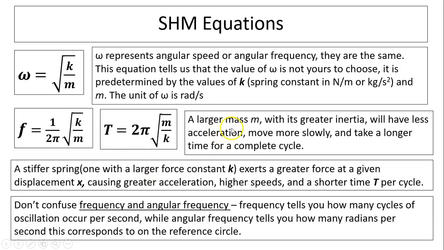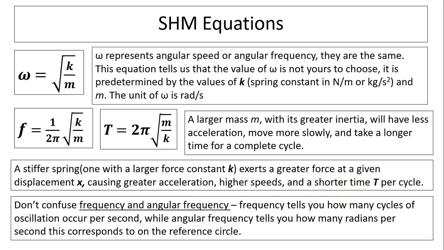This equation shows a larger mass, with its larger inertia, will have less acceleration, move more slowly, and take longer for a complete cycle. So the bigger the m, the bigger the T. On the other hand, a stiffer spring, one with a larger spring constant k, exerts a greater force because F equals kx at a given x, causing greater acceleration. With greater acceleration, the object will have higher speeds and a shorter period.